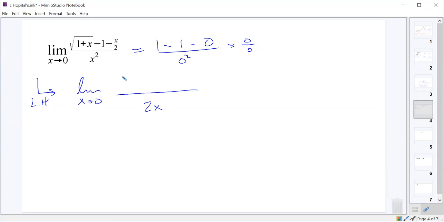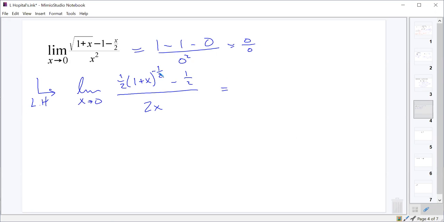It's 1/2 of 1 plus x to the negative 1/2, if we want to write it this way. And then minus 1 becomes 0, and minus x over 2's derivative is just minus 1/2, right? Minus 1/2 x is the derivative. Get rid of the x. And what should we do? We should plug in 0, and what do we get if we plug in the 0?